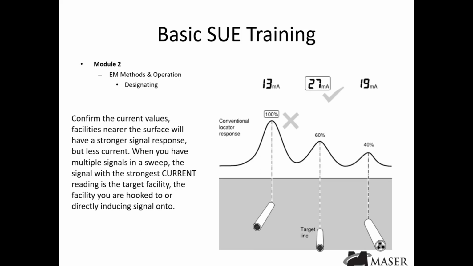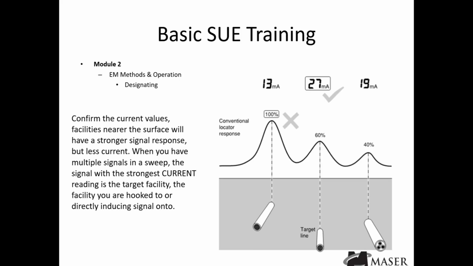The way that electromagnetic theory works is that those facilities that are nearer to the surface will represent a higher quantity of signal, but not a higher quality of signal. And so as you can see from the graphic, if you were to move over, you would notice that you had 60% on your target facility and 40% on this other, non-target facility. But you have to pay attention to the amount of current that's being carried by these facilities. And you will notice that your target facility is carrying the highest amount of current.